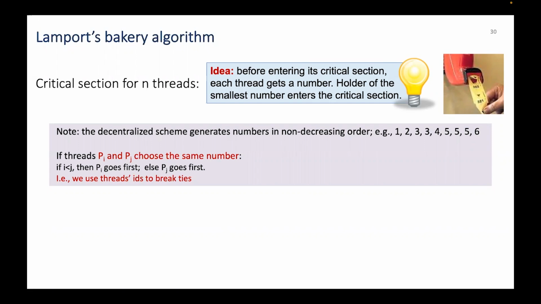Simply put, all the threads who want to enter a critical section need to get a number. The thread with the smallest number is the one that can enter. Imagine a take-a-number system, basically.